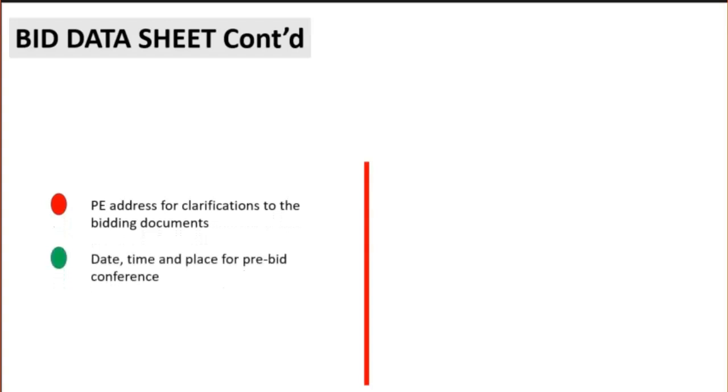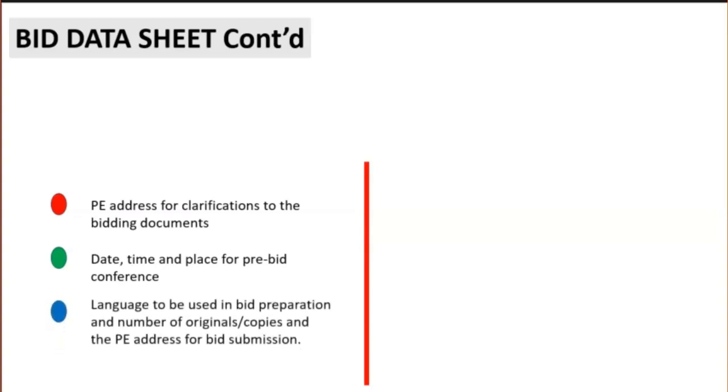You can also find information relating to the employer's address for clarifications to bidding documents. You will find information relating to the date, time, and place for pre-bid conference. You find information about language to be used in bid preparation and number of original copies and the address for submission of this bid. It talks about any additional document that bidder must include in their bid.